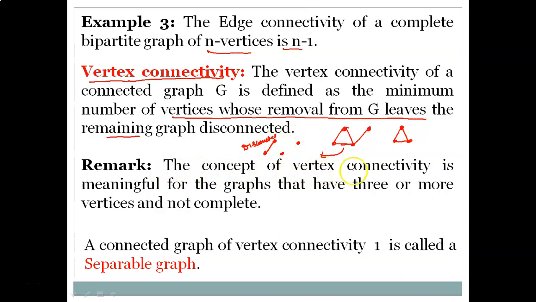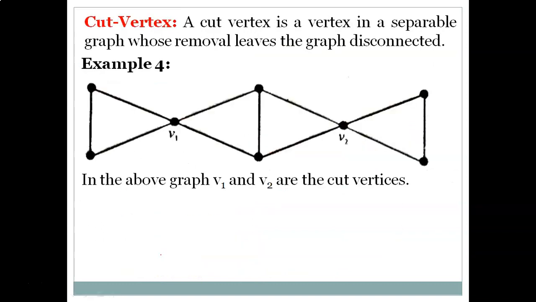Remark: the concept of vertex connectivity is meaningful for graphs which have 3 or more vertices and are not complete graphs. A connected graph whose vertex connectivity is 1 is called a separable graph. For example, this is a separable graph. Here, if I remove this vertex, then this edge will go, this edge will go, this edge will go, and this edge will also go. So this is a separable graph.